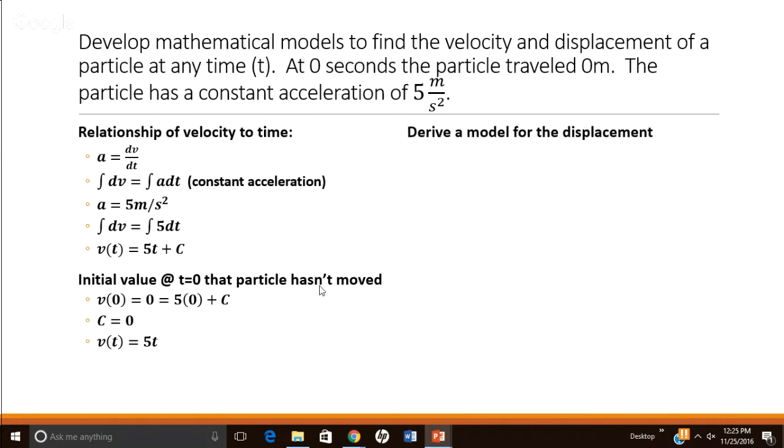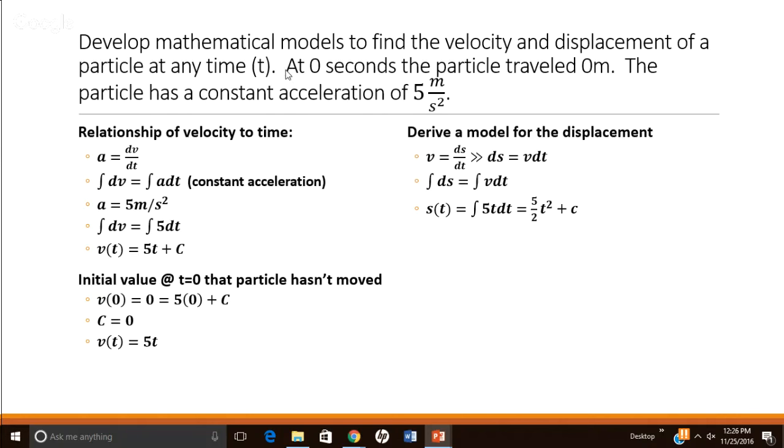Now looking at our model for our displacement, again, your velocity is the derivative of displacement with respect to time. Do our cross multiplication, and we end up with the integral of ds is equal to the integral of velocity with respect to time. Integrating both sides, the displacement at any time t is equal to the integral of the function that we came up with in our last model. We substitute in for velocity and integrate, and we end up with 5, which is a constant, times t squared over 2 plus c. So we've got a general solution.